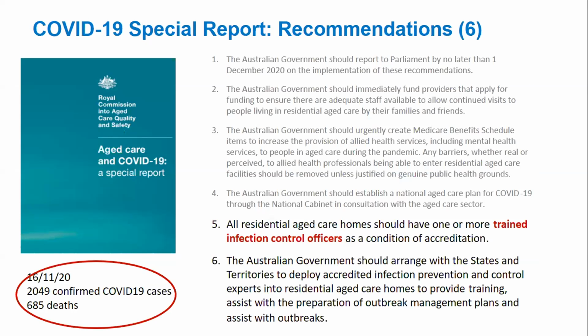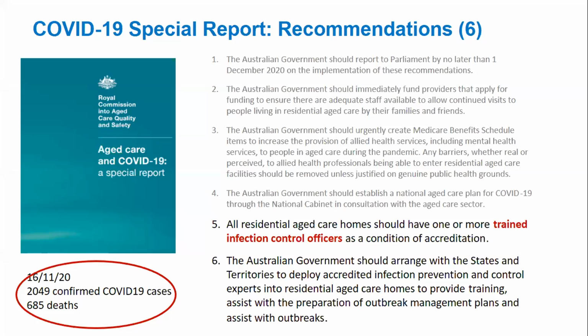The COVID-19 report was the result of a hearing into the impact of COVID-19 on aged care, which was held in Sydney mid-August this year. If I can just pause, important to note is the impact of COVID-19 on our residential aged care facilities has been tragically significant. On the 16th of November, of the 2,049 confirmed cases in Australian government subsidised residential care, sadly, there have been 685 deaths.